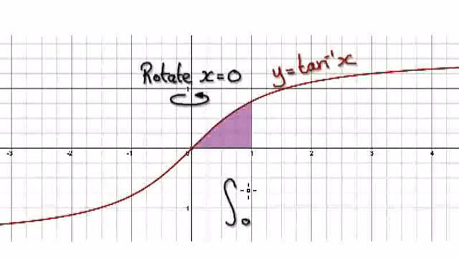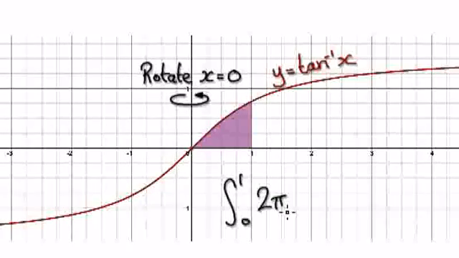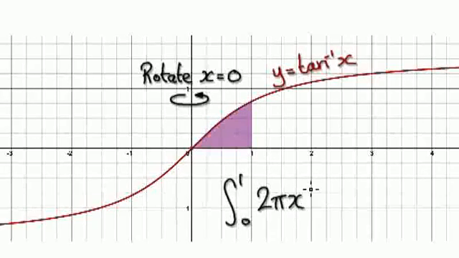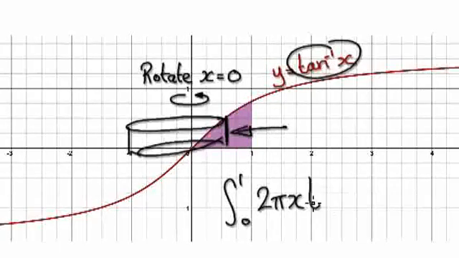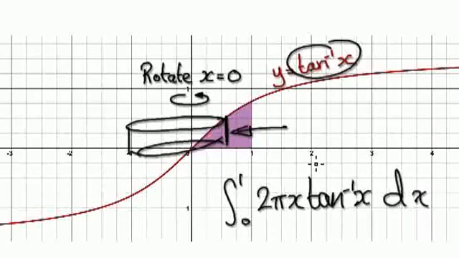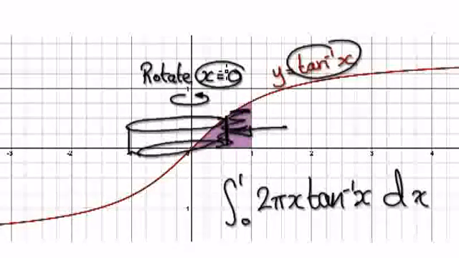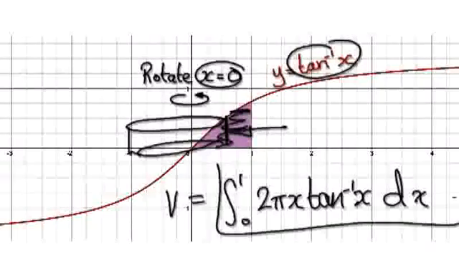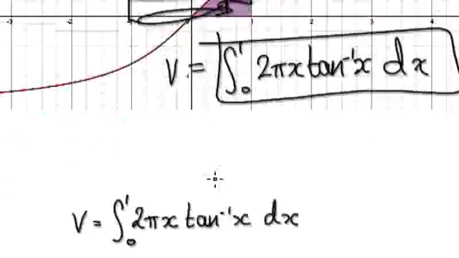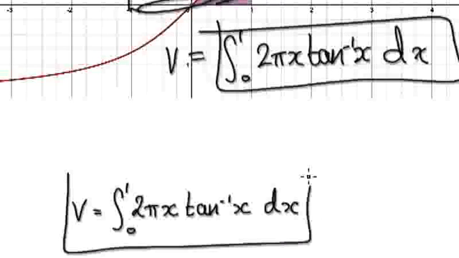So it would be the integral from 0 to 1 of 2 pi r, which happens to be x, times the height of our shell. The height here is arctan, or inverse tan, of x. And then dx. So the volume, if you rotate it 360 degrees around the x equals 0 axis, is given by this.